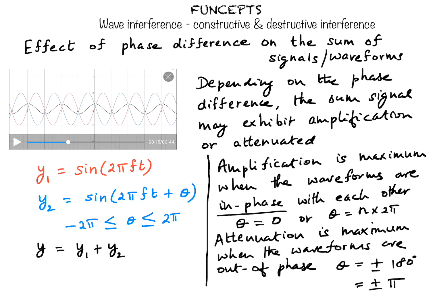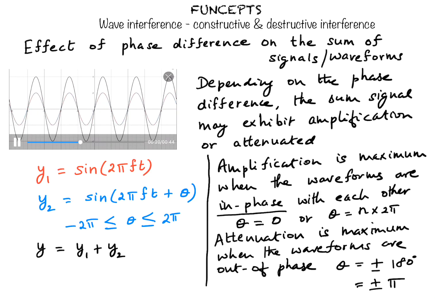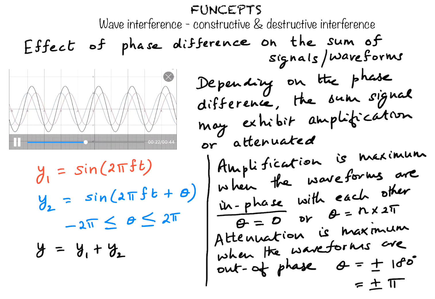In which case we call it attenuation. And for theta equal to pi or 180 degrees, the attenuation will be such that the two waveforms simply cancel out each other. So when there is amplification, we call it constructive interference, and when there is attenuation, we call it destructive interference between the waves.